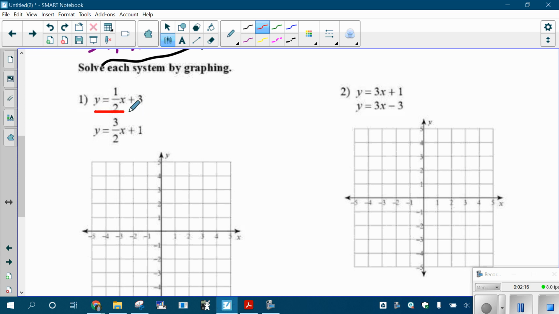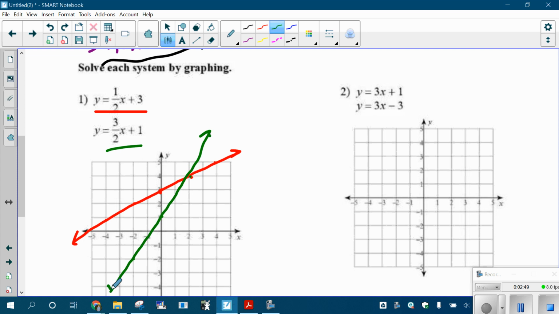So let's graph this first one, 1/2 x plus 3. I'm going to start at the y-intercept of 3. Slope is going to be 1/2. Rise 1, run 2. Rise 1, run 2. There's my line. Graph the next one. Kind of continuing that pattern there, and I get this one.